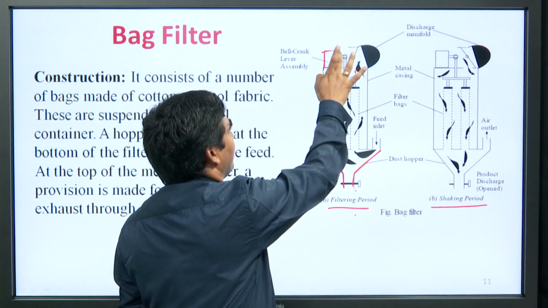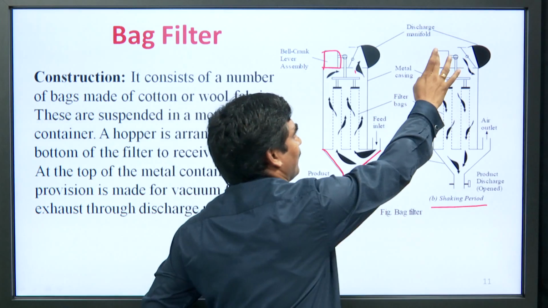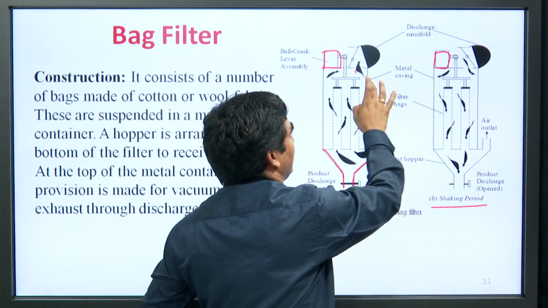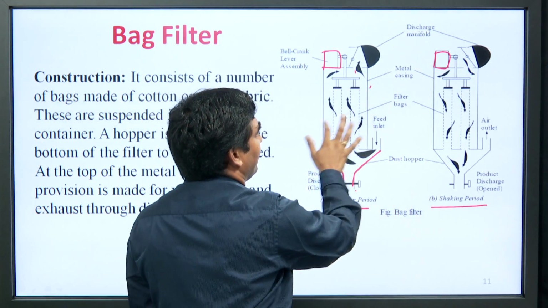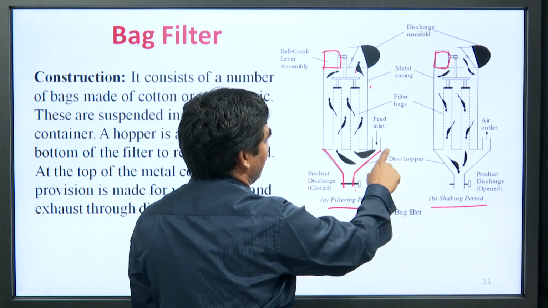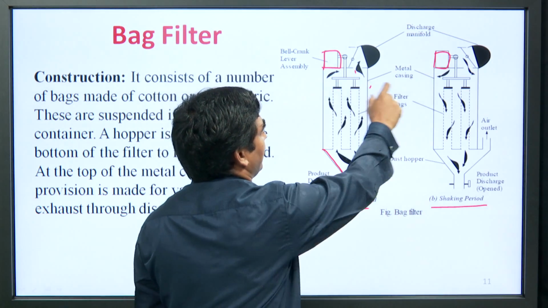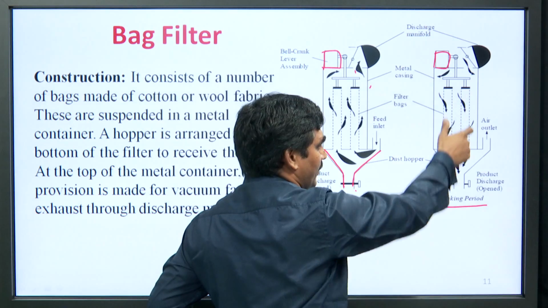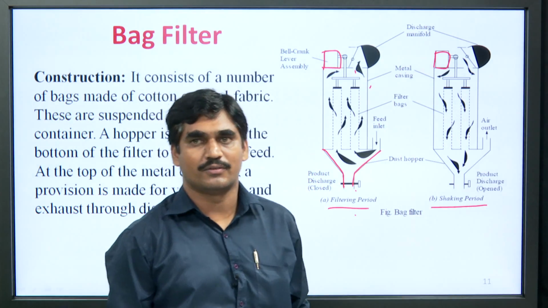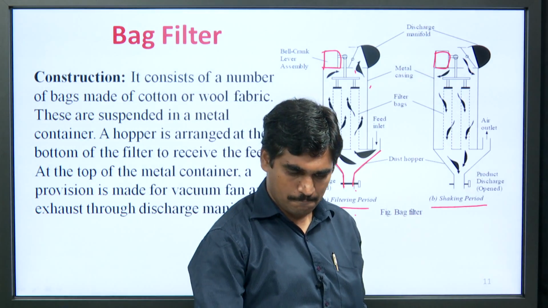So, this is a bell crank assembly. This is the metal casing. These are filter bags. In the first case, the particle is entering into the bag. In the second case, the particle is falling off through the bag.